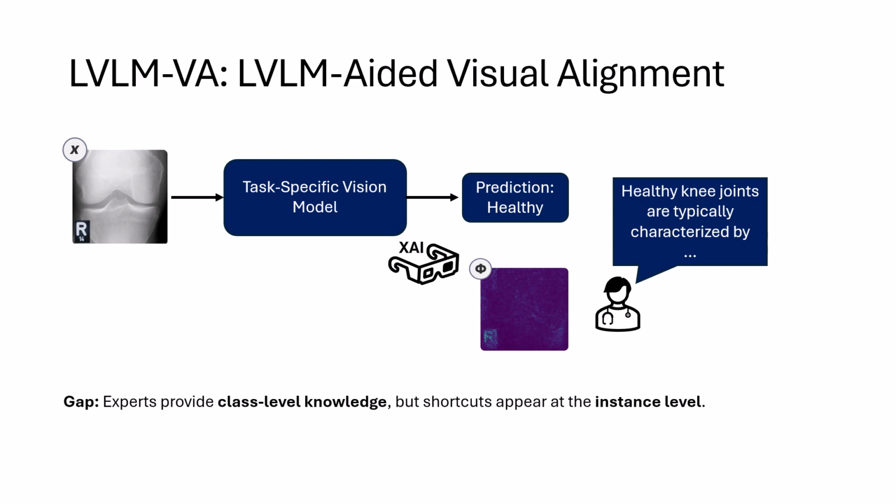This creates a central gap. Expert knowledge is often available at the class level, but correction signals are needed at image level. Thus, experts would need to inspect many individual explanations and provide fine-grained feedback. This is expensive and unrealistic, especially when experts are medical professionals with limited time. So what we need is an efficient way to turn class-level expert knowledge into image-level correction signals.